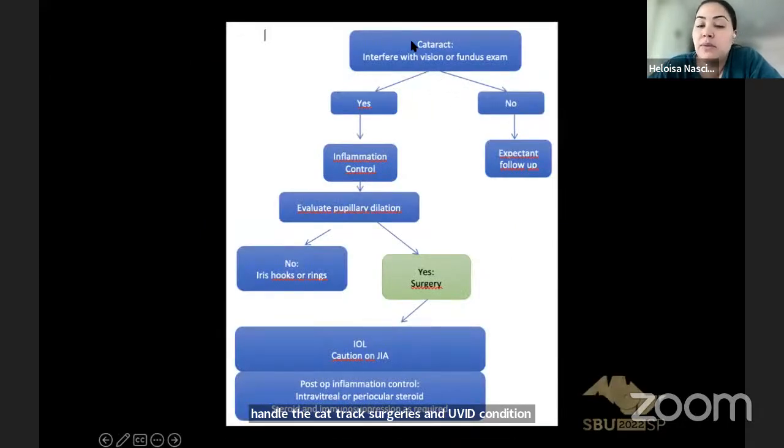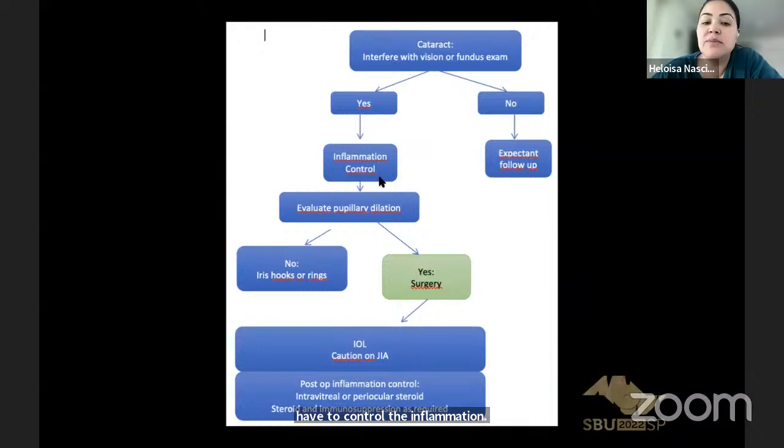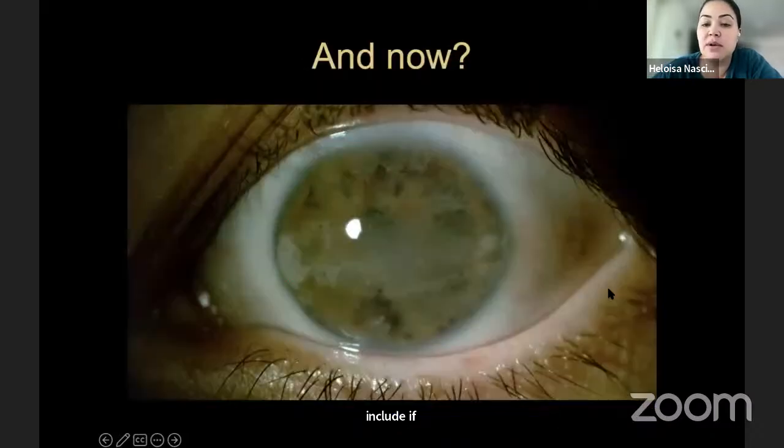So in summary, if we have a diagnosis of cataract, does it interfere with the vision or uveitis follow-up by the fundus exam? If it does not, we should not operate. If it does, we have to control the inflammation, if possible for 3 months, and evaluate the pupillary dilation. If it dilates well, we go to surgery. If not, we plan to use pupil expansion devices and go to surgery. And in the surgery, we have to be cautious in JIA patients, and the postoperative inflammation control plan must include, if necessary, intravitreal or periocular steroids.